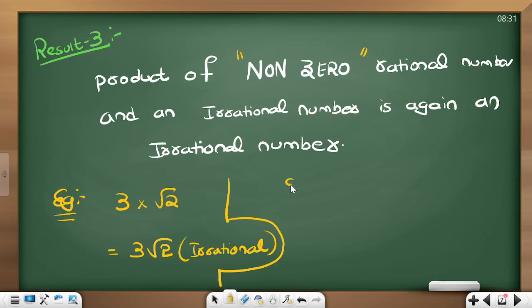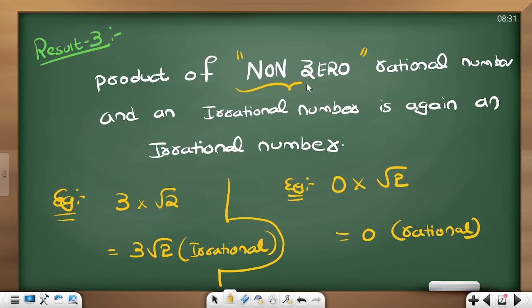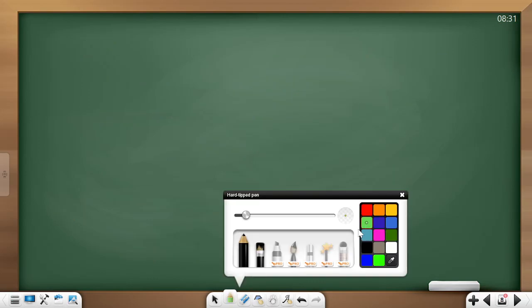But now I am giving another example: 0 into root 2, the answer is 0. It's rational. 0 is a rational number. That's why they have used the word non-zero. Is that clear? Product of a non-zero rational number and an irrational number is again an irrational number. 0 is rational, therefore we have to be very careful. Rational number into irrational number will give you irrational only if the rational number is non-zero. Okay.